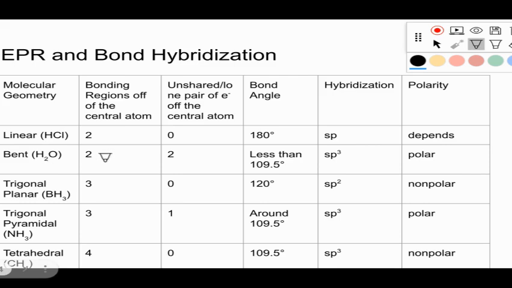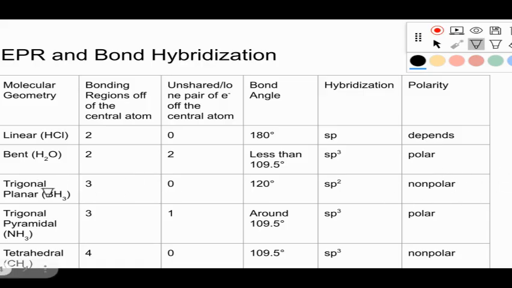Bent is 2 shared regions, 2 unshared regions. Bond angle is always going to be just less than 109.5. Hybridization is always sp3, and they're always polar because they're not a symmetrical shape. Trigonal planar is 3 shared, 0 unshared. Angles are always 120. It's sp2. They're always nonpolar because of that shape.